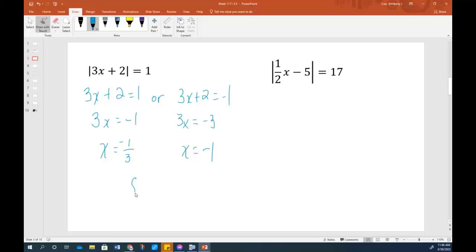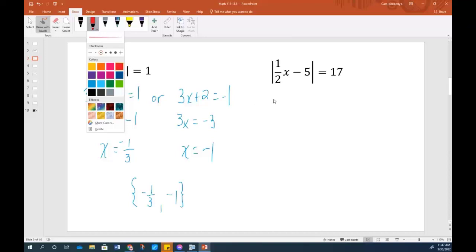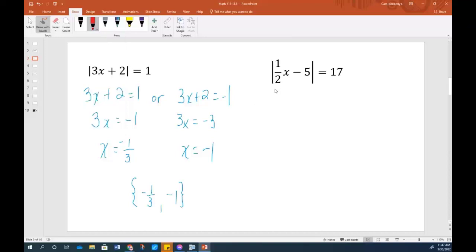Here we have two answers, and I believe in the homework they ask you to put them in set notation and just list them like this. Again, you're going to start off by saying, okay, it's either exactly like it's written when I drop those absolute values, or it's the opposite. So you keep that first one, 1/2 x minus 5, and say, or it equals the opposite of what it said. Then we solve.